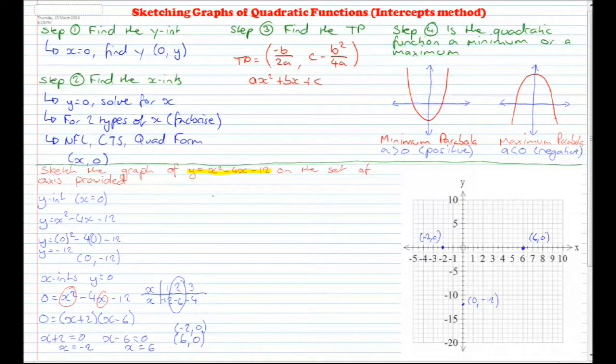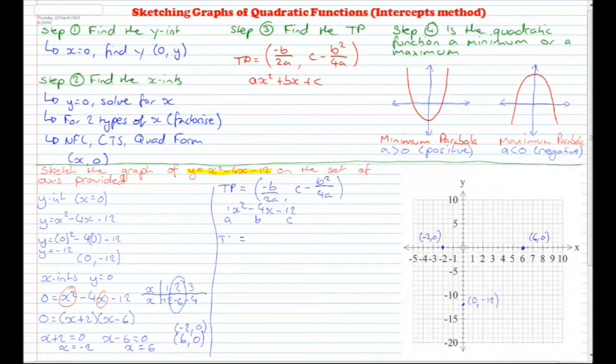The next thing that we need to consider now is the coordinates of the turning point. So we know the coordinates of the turning point are going to be found using the formula up here. That is the one that you can see me moving my cursor around now. So turning point is equal to bracket negative b over 2a, comma c minus b squared over 4a, where we've got x squared minus 4x minus 12. Of course, our a value is 1, our b value is negative 4, and our c value is negative 12. So let's go through and substitute those in now.